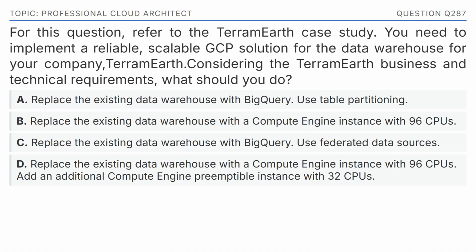The options are: Option A, replace the existing data warehouse with BigQuery. Use table partitioning. Option B, replace the existing data warehouse with a compute engine instance with 96 CPUs. Option C, replace the existing data warehouse with BigQuery. Use federated data sources. Option D, replace the existing data warehouse with a compute engine instance with 96 CPUs. Add an additional compute engine preemptible instance with 32 CPUs.